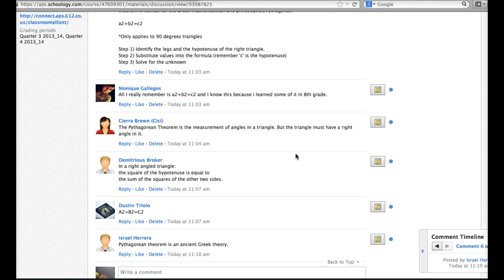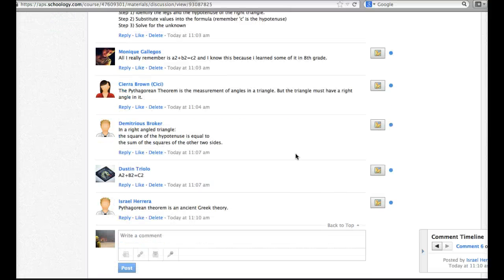And the Pythagorean theorem is the measurement of angles in a triangle. So Cece, it's not actually the measurement of angles, so that's good you brought that up. It's actually going to be the measurement of the side lengths. And so we'll definitely look at that.